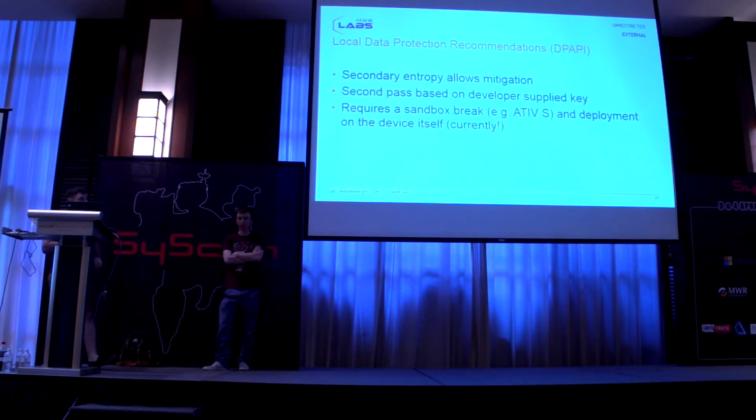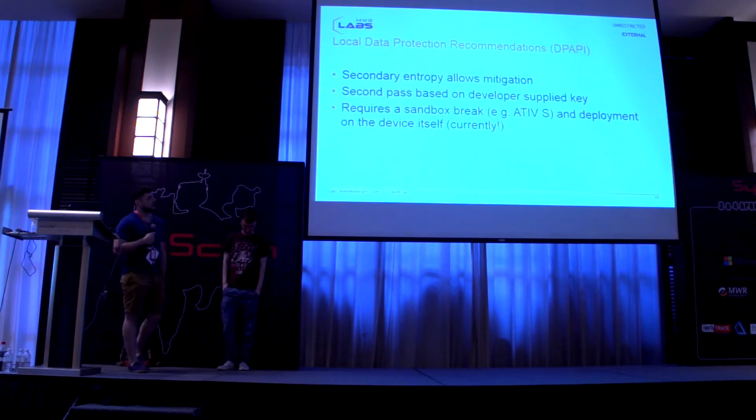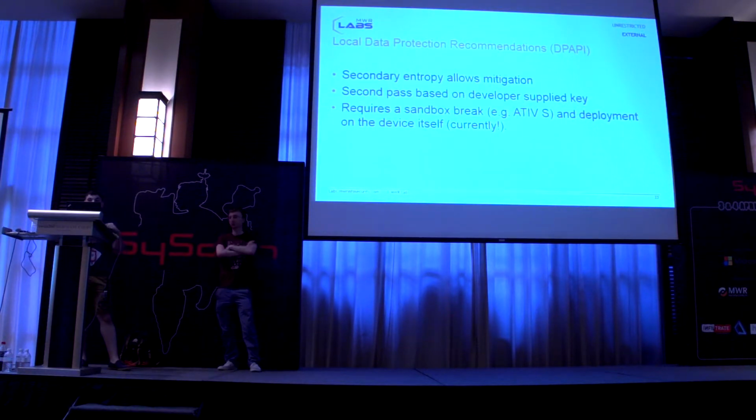So how do you mitigate against this issue? Luckily the DPAPI allows a second passphrase to be passed as a second parameter. It's basically a developer-supplied extra key, which does a second pass of the encryption. So it uses the master key for the handset, and then rederives a key based on the password that's passed in the call to the Protect or Unprotect method.